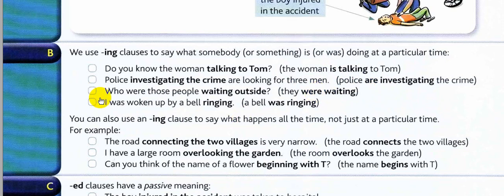I was walking by a bell ringing. A bell that was ringing. A bell that was ringing. So the deleted thing is the relative pronoun and was.